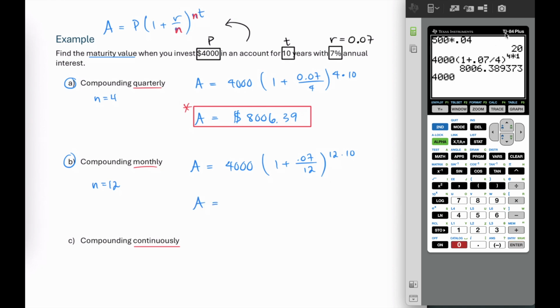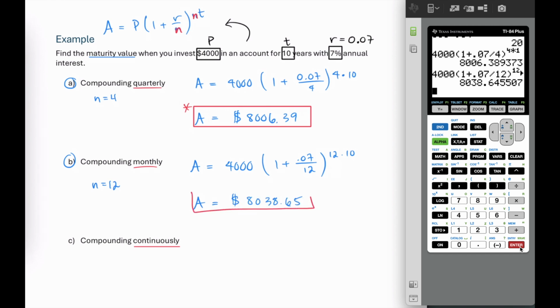So let's plug this into our calculator. So again, we have 4,000 times 1 plus 0.07 divided by 12 this time, and then raise that to the 12 times 10 power. This time we have $8,038.65. Notice we make a little bit more money when we're compounding more times in a year. The sooner we start earning interest, the sooner we start earning interest on that interest, and so the more compounding periods we have in the year, the more interest we will earn.